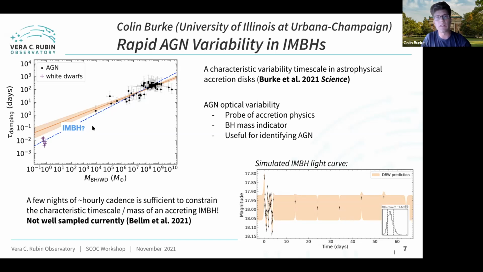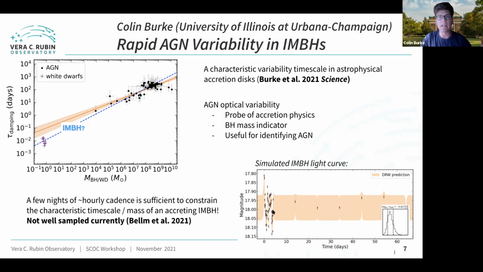So AGN variability can be a probe of accretion physics for this reason. We think it can be a black hole mass indicator based on the timescale of the variability, and can be useful for identifying AGNs. So finally, just to summarize, on the bottom right is a plot of a simulated intermediate mass black hole light curve with a characteristic time scale of a few tens of hours.